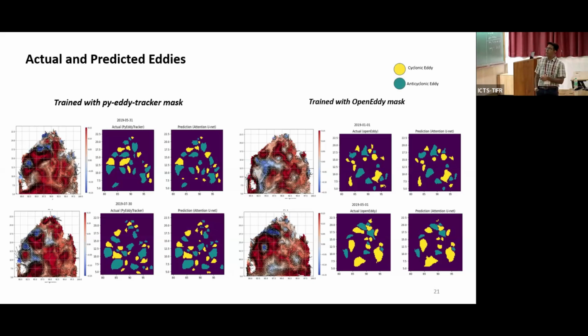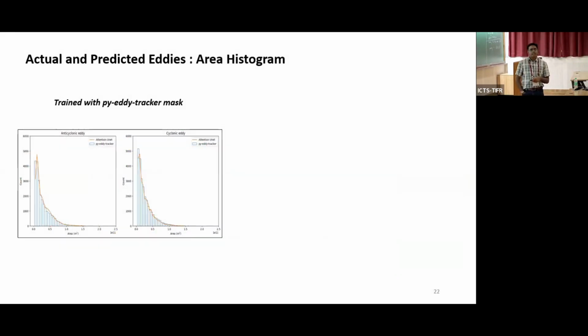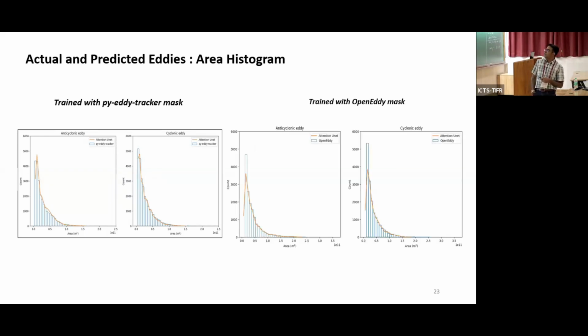Okay, and the deep learning model is well enough to capture that feature, that this is not the eddy, which is not present in the deep learning. So in such a way, the deep learning is a better approach to detect the eddy as compared to the traditional algorithms. Then there are some eddy statistics we can see for the PyEddyTracker and for the OpenEddy.